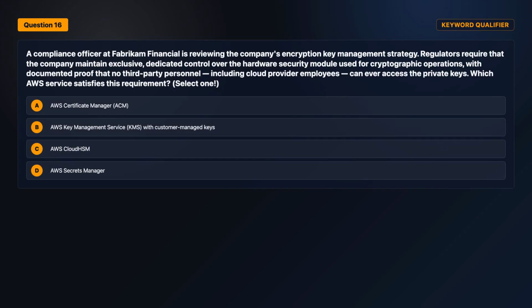Now, question 16. Map the qualifier to the answer. A compliance officer at Fabrikam Financial is reviewing the company's encryption key management strategy. Regulators require that the company maintain exclusive, dedicated control over the hardware security module used for cryptographic operations, with documented proof that no third-party personnel, including cloud provider employees, can ever access the private keys. Which AWS service satisfies this requirement? Select one. Review the answer choices on screen.